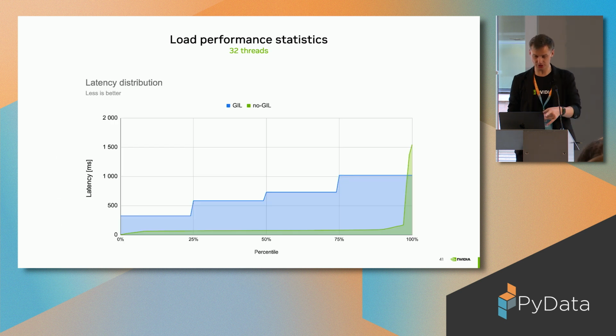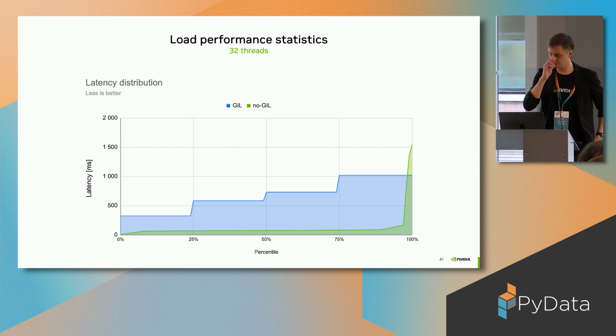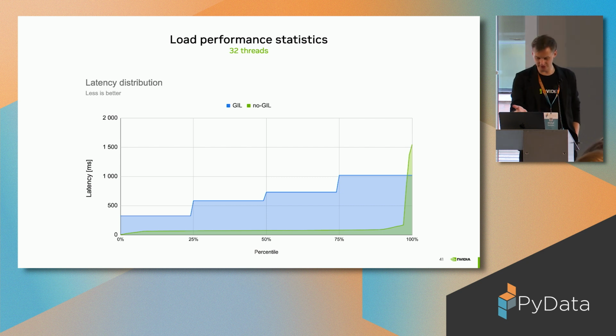And this chart is the latency distribution of this particular case. So we see here that I believe it's like four requests that passed, while in the no-GIL case, the latency was very low and spread across almost the whole spectrum. There is a peak at 100%. This particular peak of latency is caused by the fact that no-GIL Python is still a little bit slower than GIL Python in a single-threaded manner.